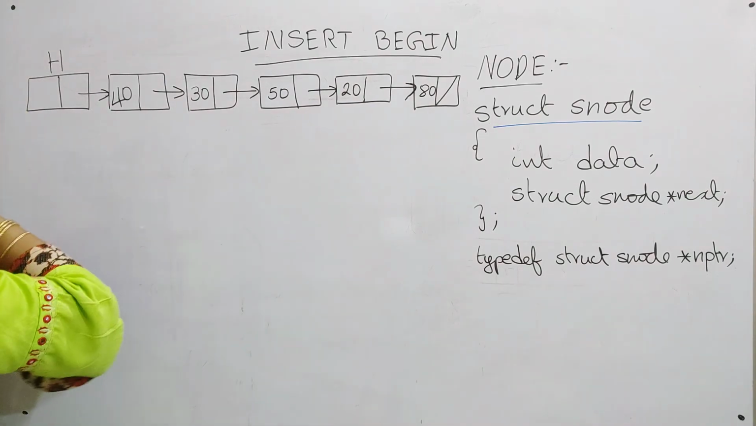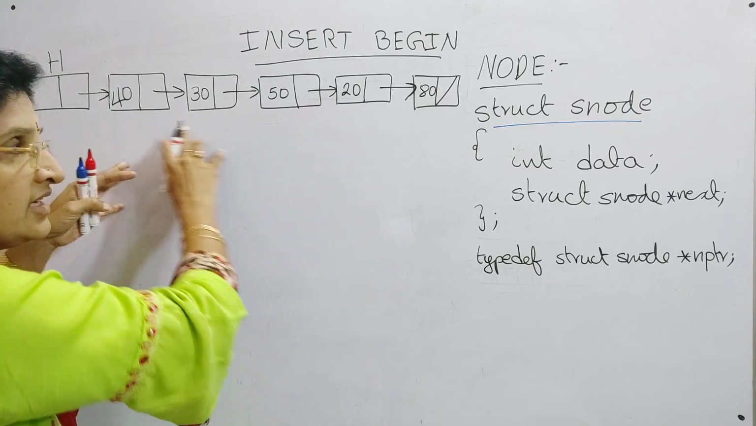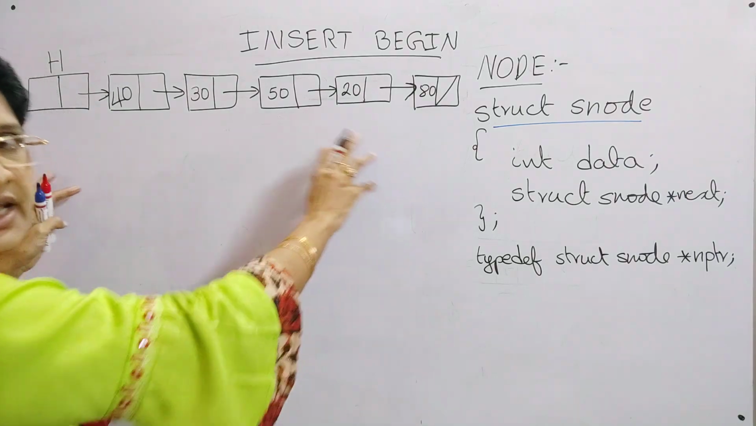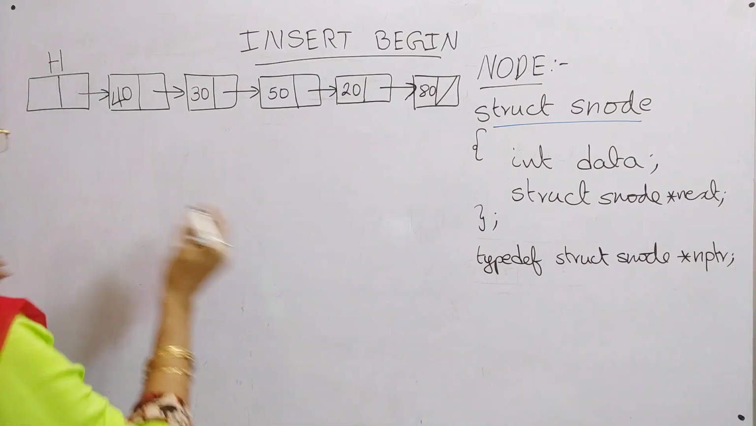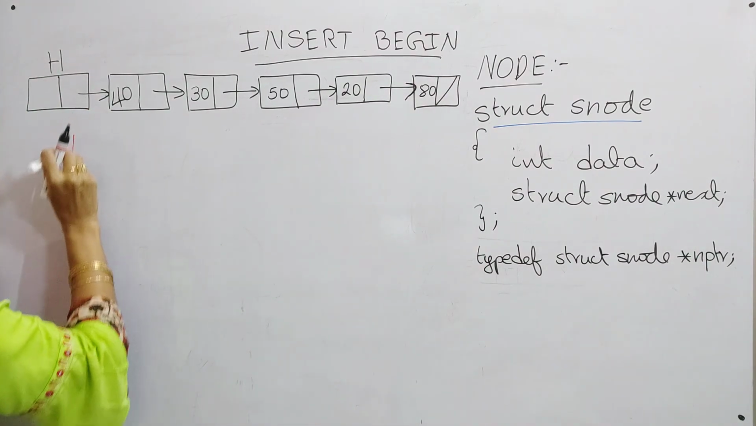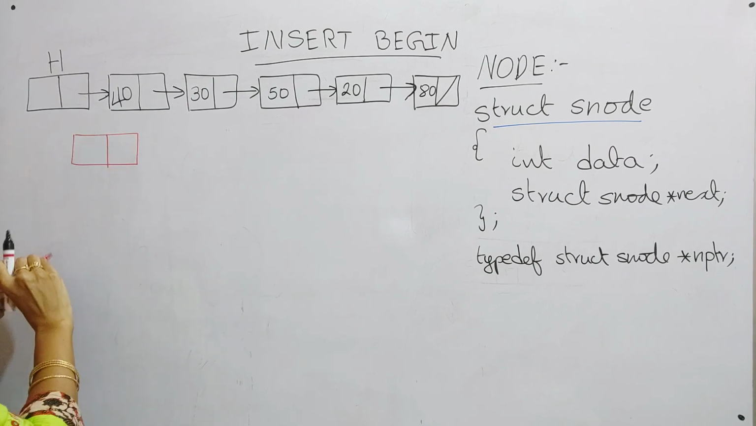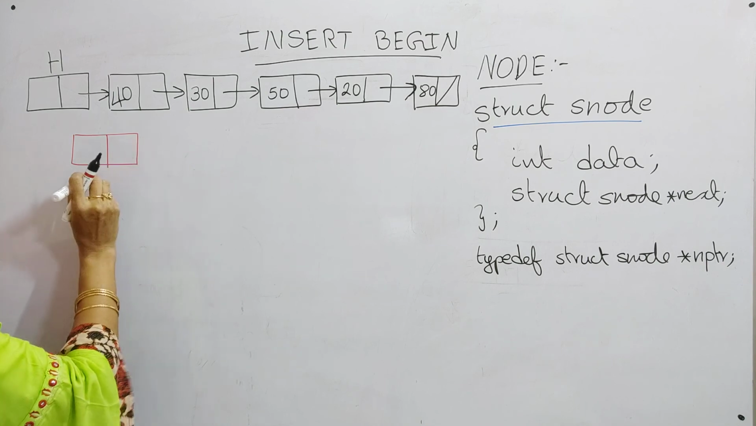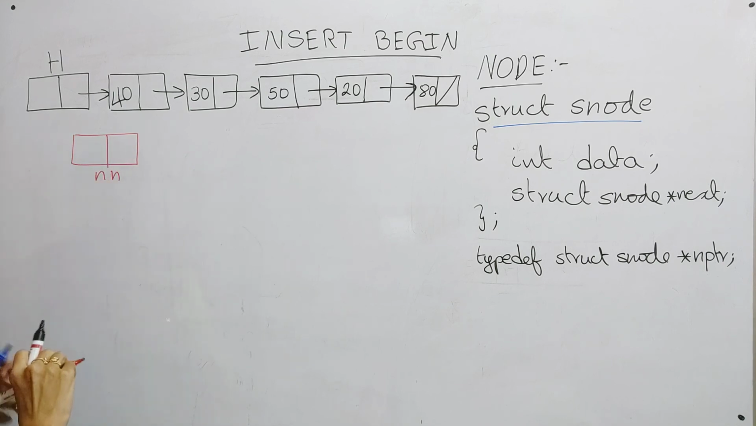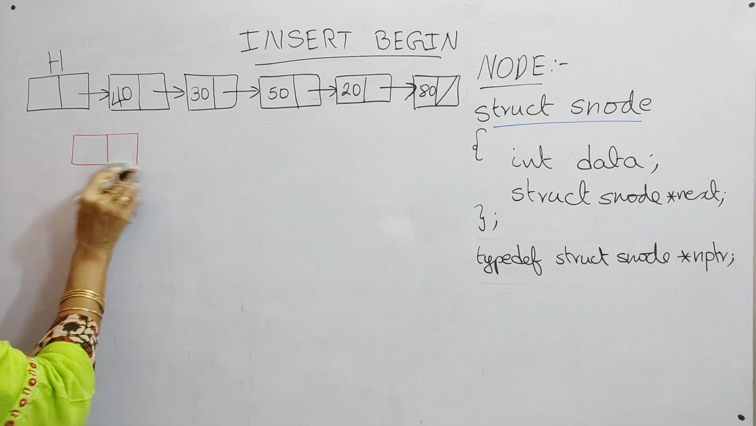First of all I will tell you what will happen using this diagrammatic representation, and then I will tell you how we can write the program. So what we have to do here is create a new node. For example, we call it NN, that is new node. Or you can write the complete form also, new node.